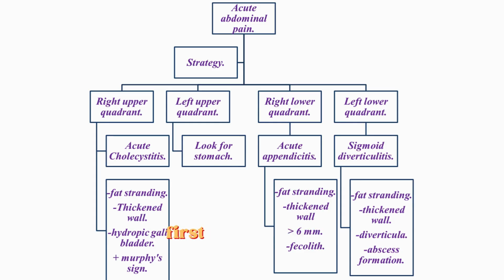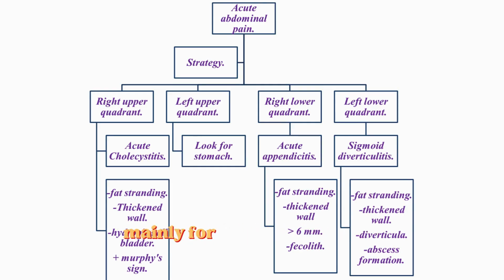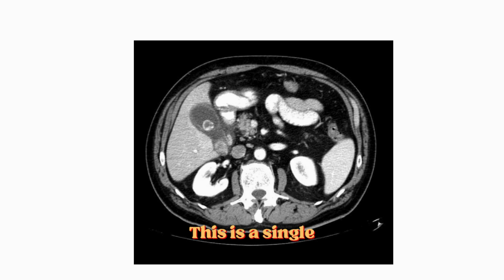I have 4 sites first to be examined, which are the right upper quadrant to prove or exclude acute cholecystitis, left upper quadrant for gastric lesions, right lower quadrant mainly for acute appendicitis, and finally the left lower quadrant for sigmoid diverticulitis. This is a single CT axial image with acute cholecystitis.